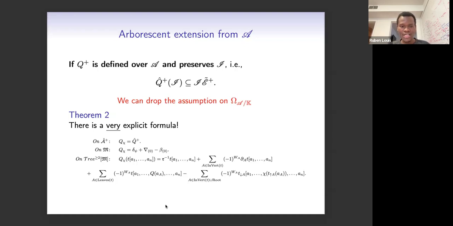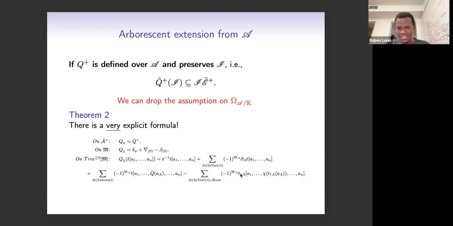And of course, on A plus we got Q plus. On M, we got an expression like that. That means on a tree with only a single leaf, it simplifies like this. And on trees with two or more leaves, we got a very explicit formula for that. And again, this tau inverse and all of these things are notations of operations on the tree you can make.